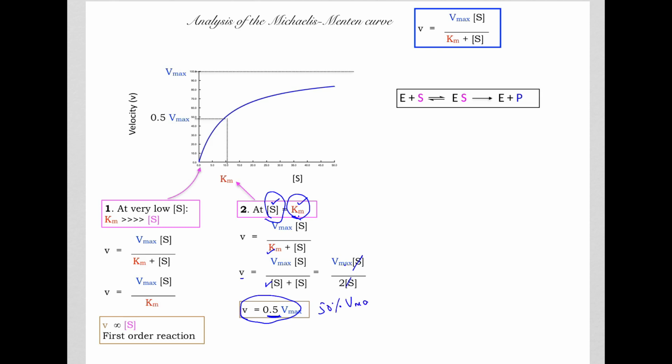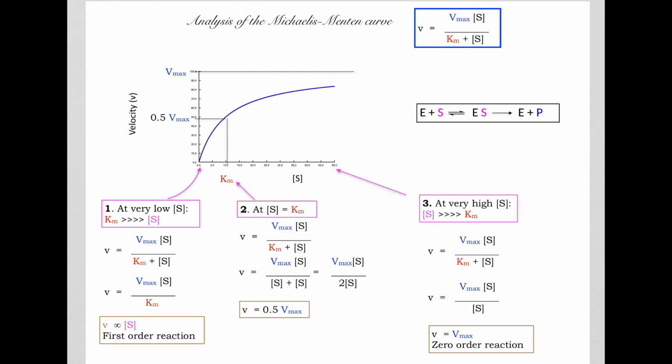And this is the definition of Km. Km is that substrate concentration at which the velocity is 50% Vmax. Okay, so Km is the substrate concentration at which the velocity is 0.5, or 50%, Vmax. So that's the definition of Km that we've just proven mathematically.